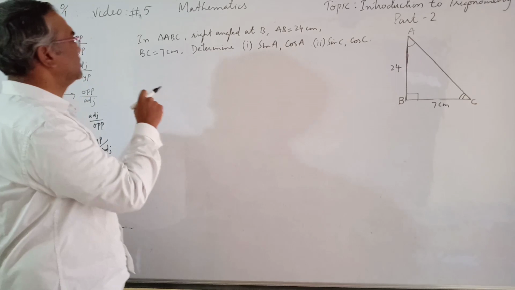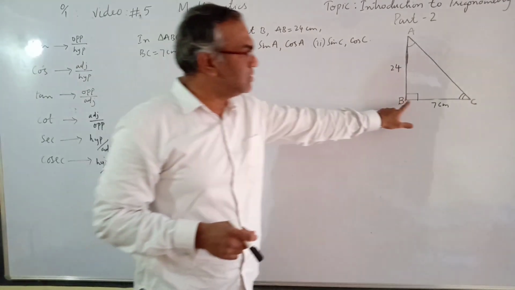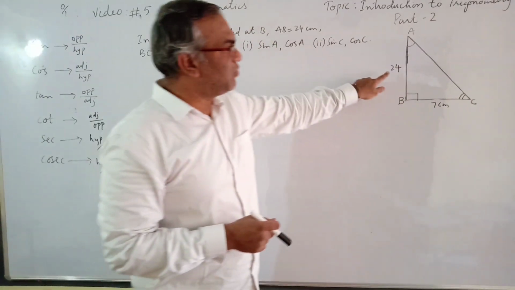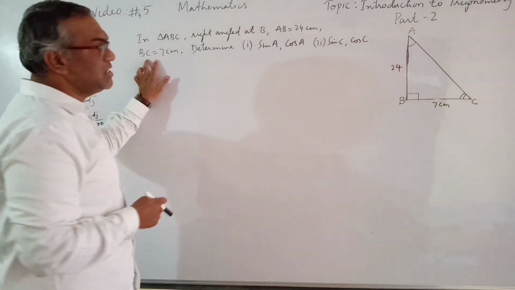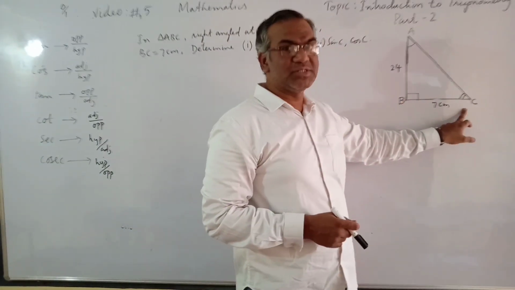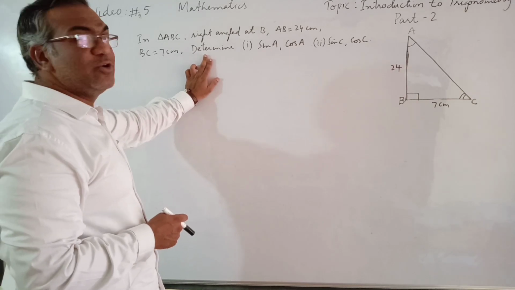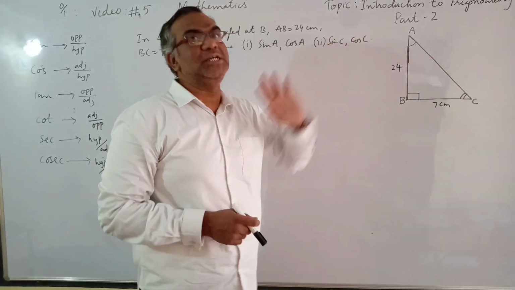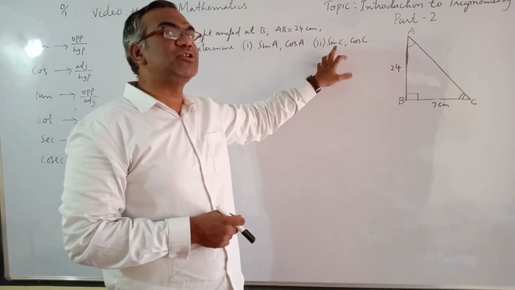We have a question here. In triangle ABC, right angled at B, angle B is right angle. AB is equal to 24 centimeter. The length of AB is given 24 centimeter. BC is 7 centimeter. BC is given 7 centimeter. We have to determine the value of sine A, cos A, then sine C, cos C. First here angle A, and then in the second question, angle is C with the trigonometric ratio.